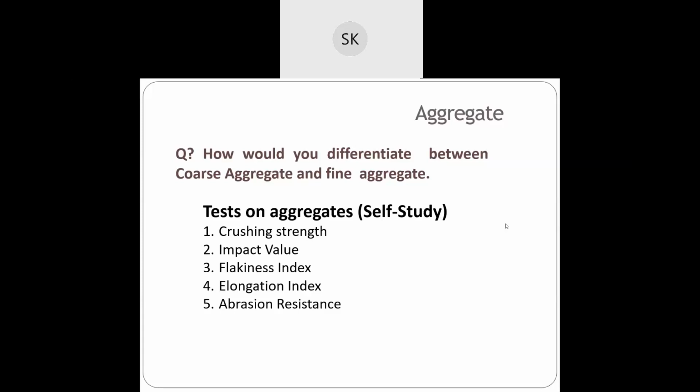By examining through sieve analysis. Okay. Any other answers? Sieve analysis. Okay. Less than 4.75 mm IS sieve is fine aggregate. Good.